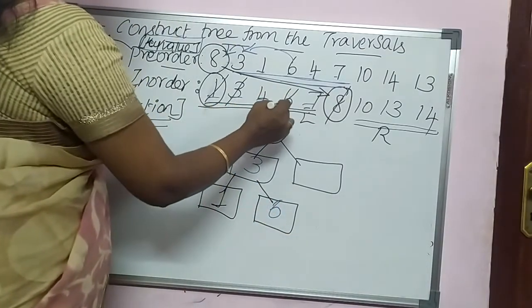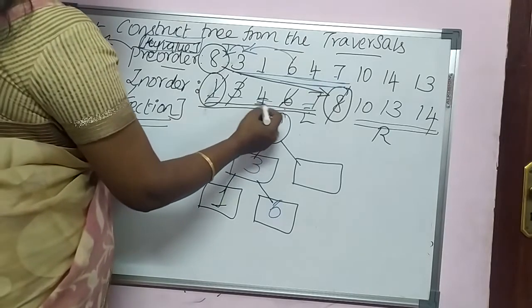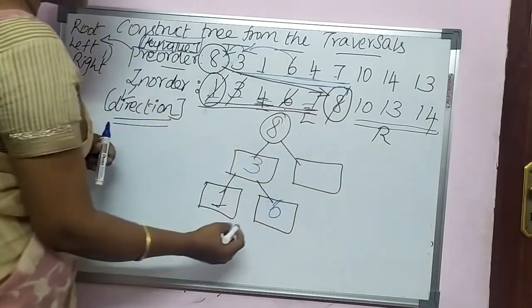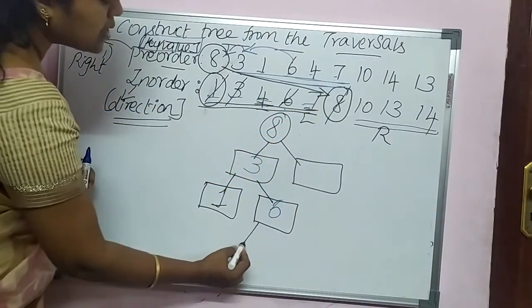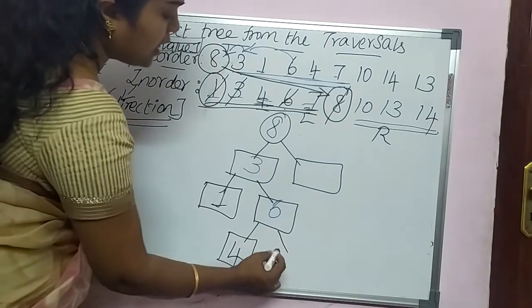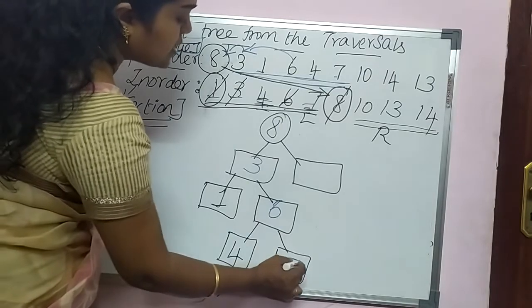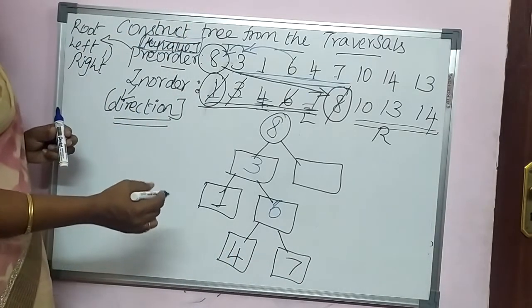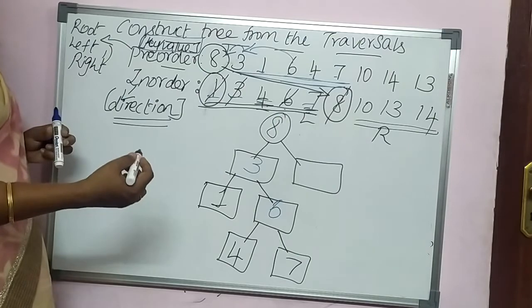Just check it out. And from here there arises no competition again. So 4 you just place as the left child of 6 and 7 directly I can place as the right child of 6. And this is how the tree should get constructed when both the orders are given.